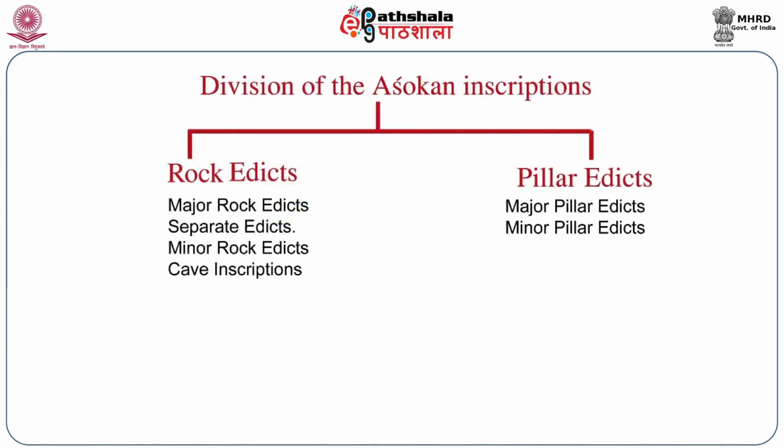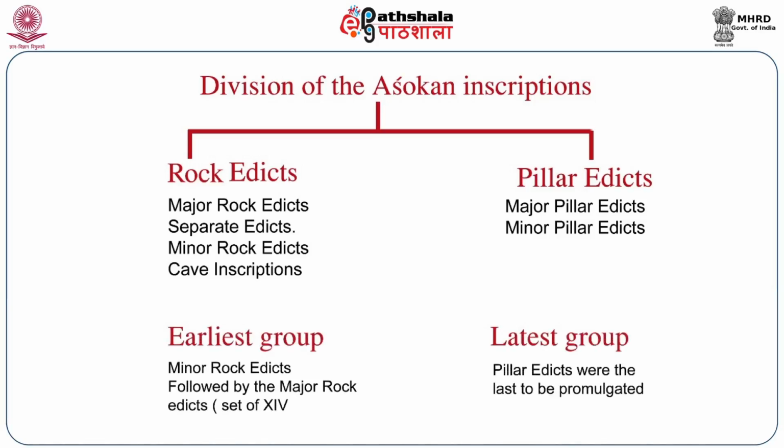You can divide the Ashokan inscriptions broadly into two categories: rock edicts and pillar edicts. Among the rock edicts, you have major rock edicts, separate edicts, minor rock edicts, and cave inscriptions. The pillar edicts can be divided into major pillar edicts and minor pillar edicts. The earliest group among them are the minor rock edicts, followed by the major rock edicts, and then the latest group are the pillar edicts. So the pillar edicts are the last to be promulgated.